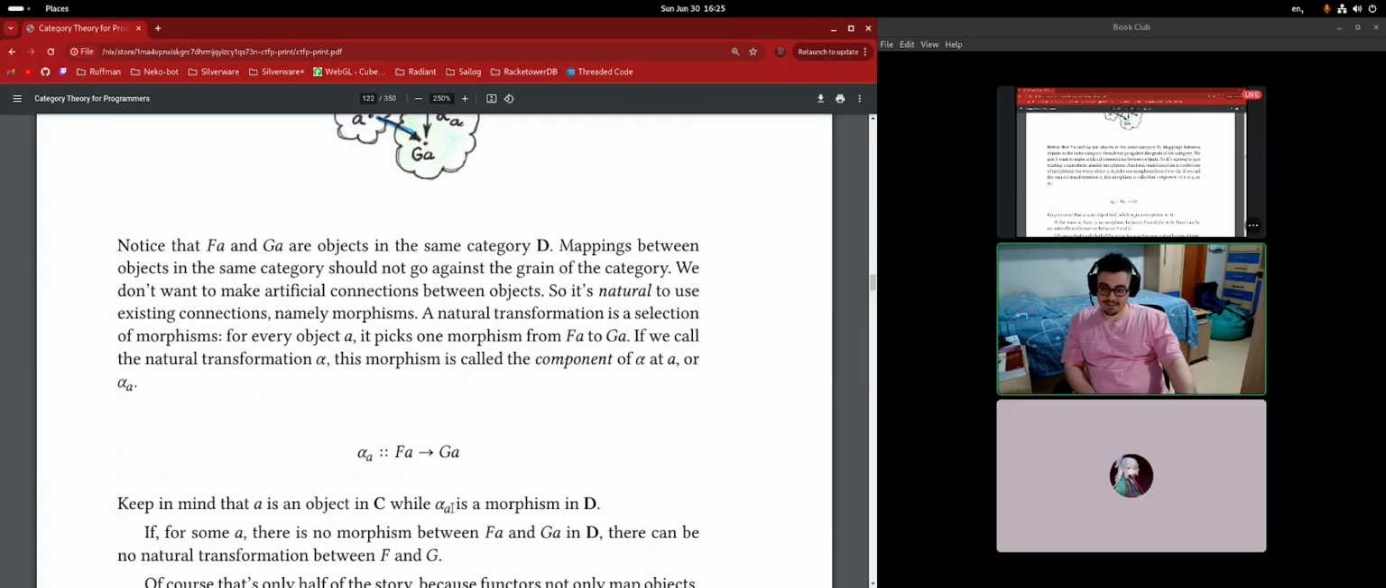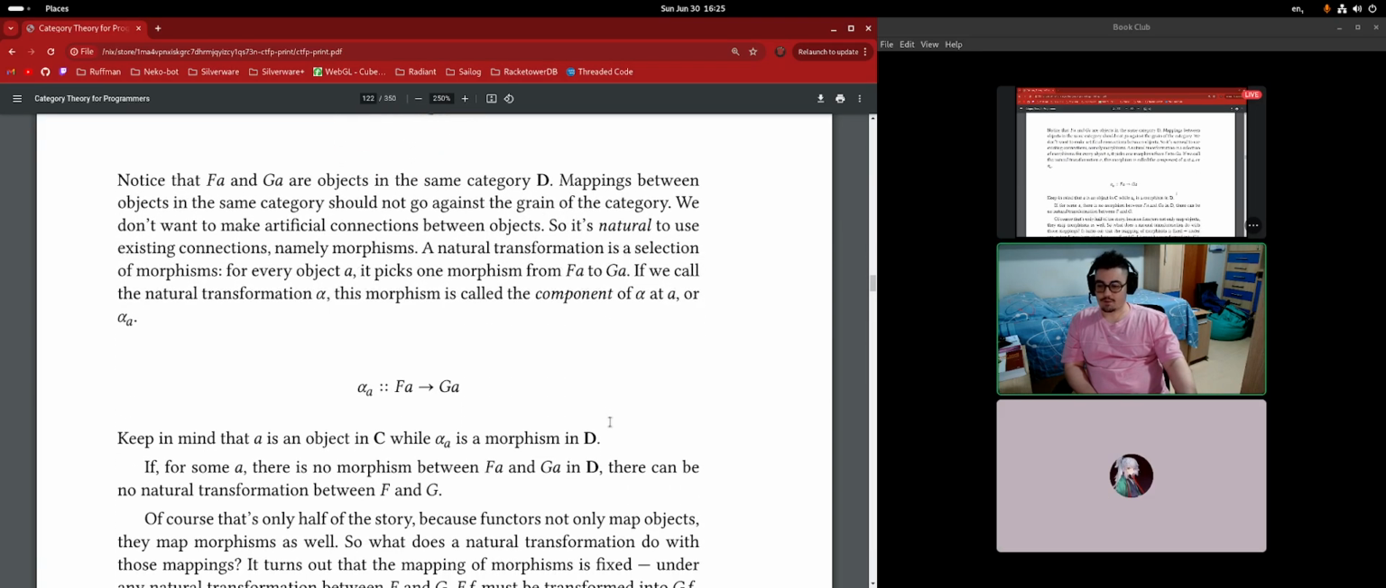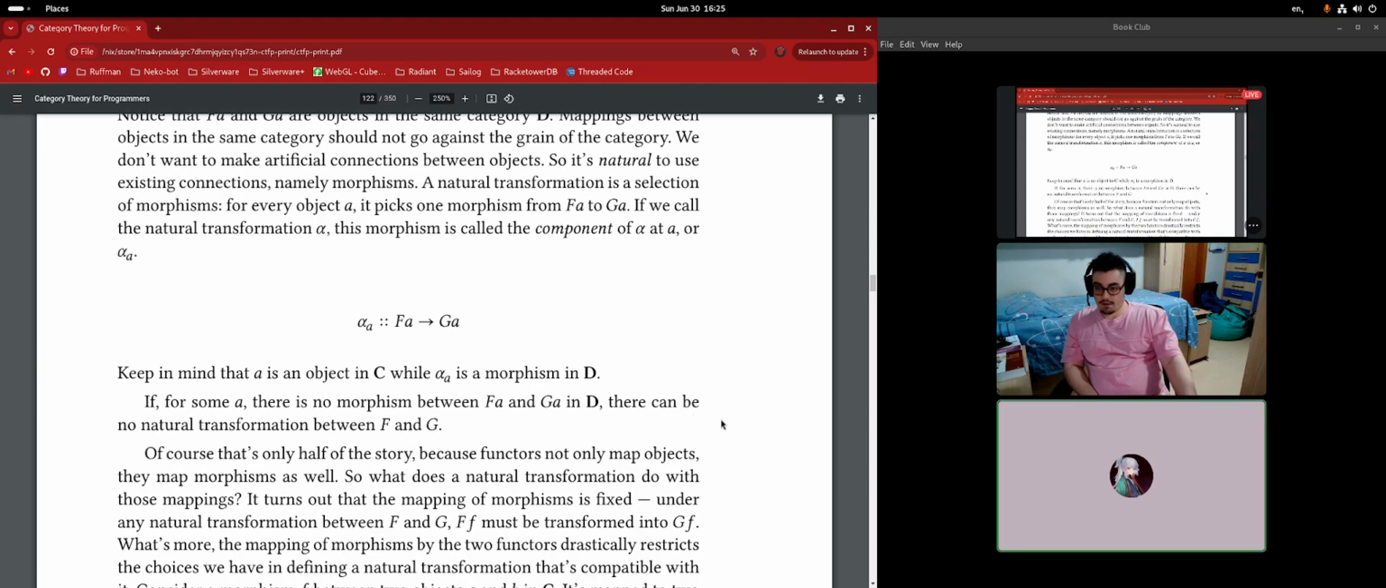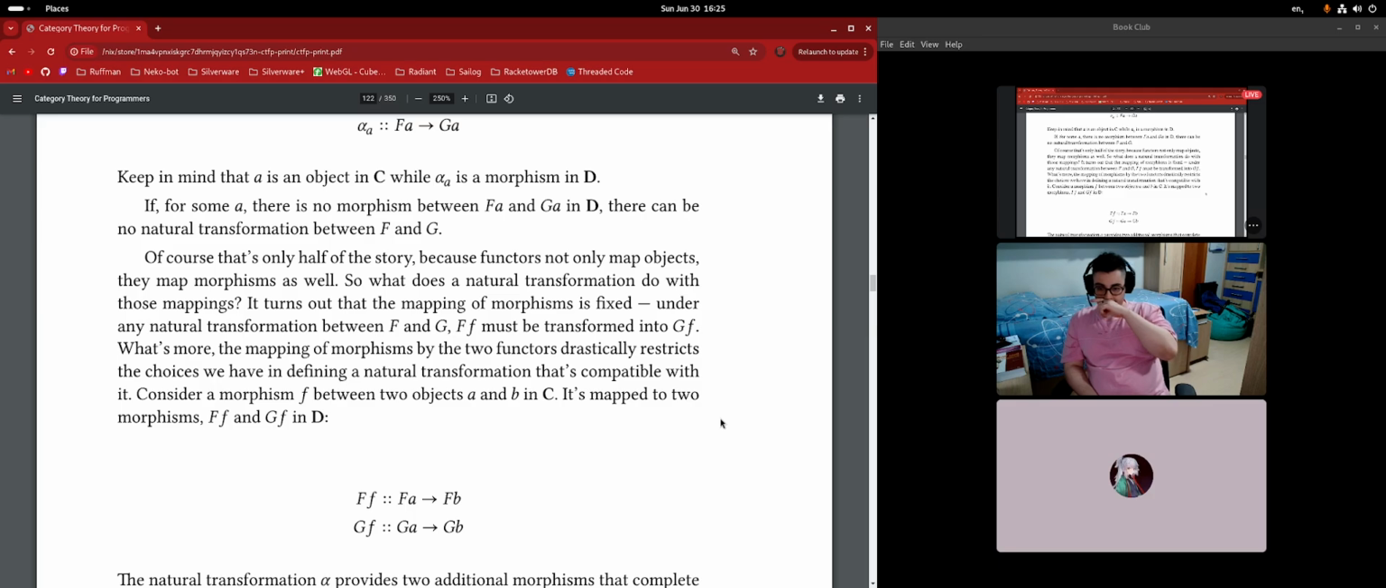Something also important is that this alpha at A lives in D. That's also very important. Functors not only map objects, but they also map morphisms. How do we handle these cases with the natural transformation? It turns out that the mapping of morphisms is fixed. Under any natural transformation between F and G, F of f must be transformed into G of f. The mapping of morphisms by the two functors drastically restricts the choices we have in defining a natural transformation.